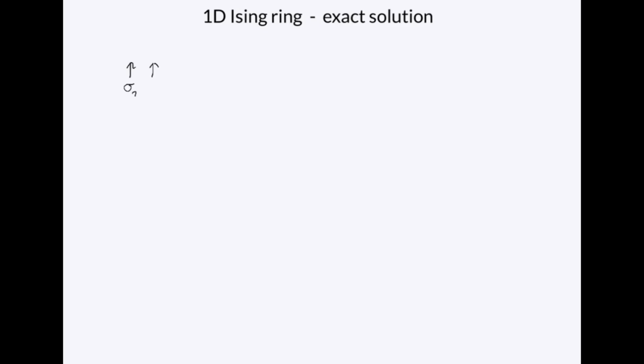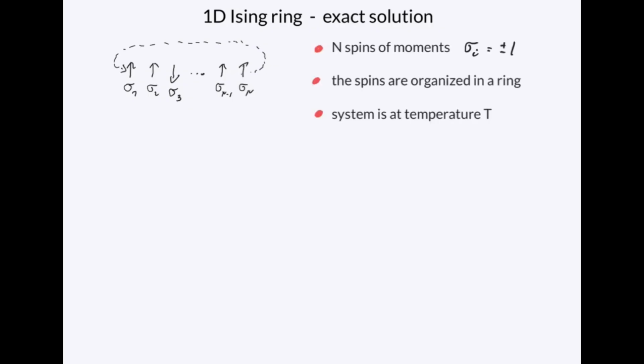Let's consider the following system. Let's assume we have n spins, each of a moment sigma_i, which can assume plus or minus 1. The spins are organized in a ring, meaning that spin 1 can interact with spin 2, and spin n can interact with spin n minus 1 and spin 1. Now the site energy, epsilon_i, is given by h times sigma_i plus J times sigma_i times sigma_i+1. Note that we now redefined the interaction energy such that only the energy to the right is counted for the site energy of spin i.